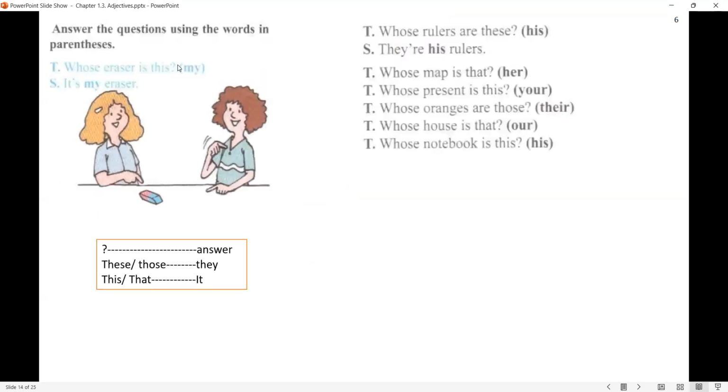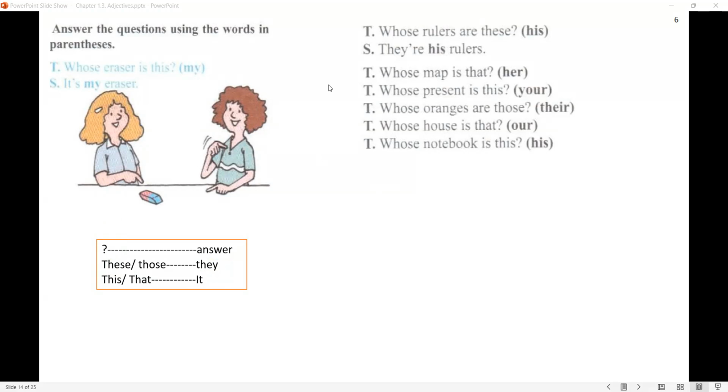In this exercise, you're going to answer the questions using the words in parentheses. Look at the question. Whose eraser is this? My. It is my eraser. Just pay attention to this box. Whenever in the question you have these and those, in the answer you should say they. When you have this or that in the question, in the answer you should say it. Okay, as simple as that. Pause the video and make your sentences. When you're ready, check your answers with me.